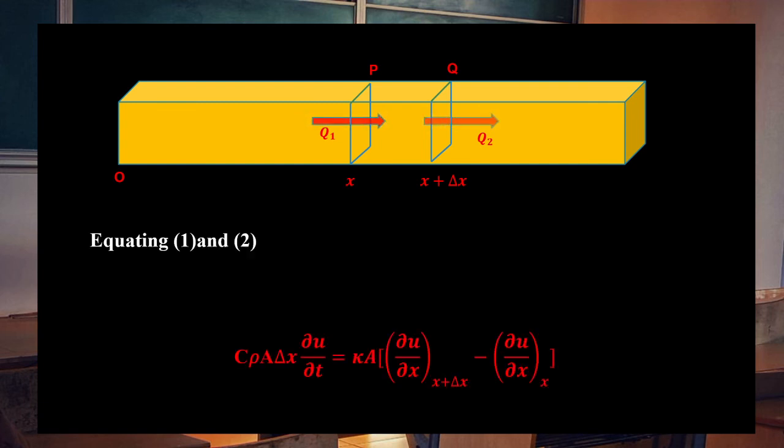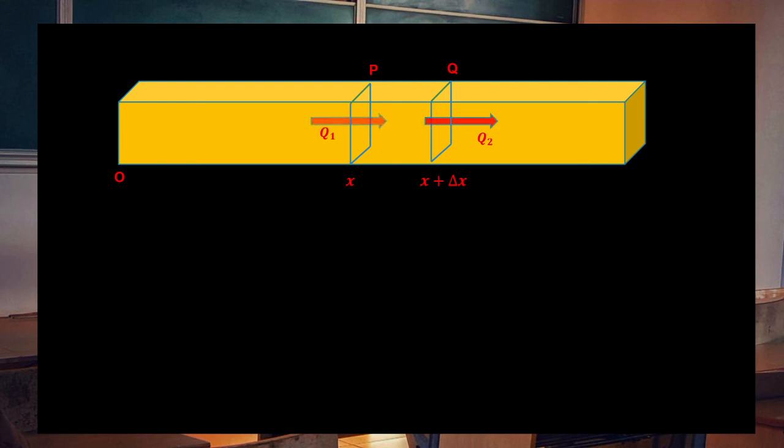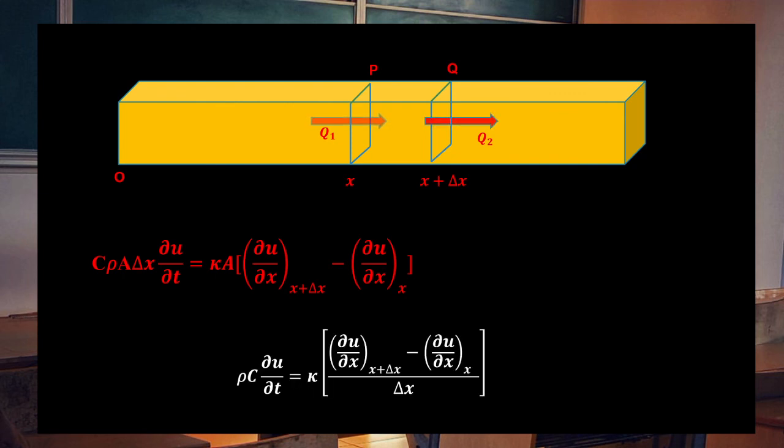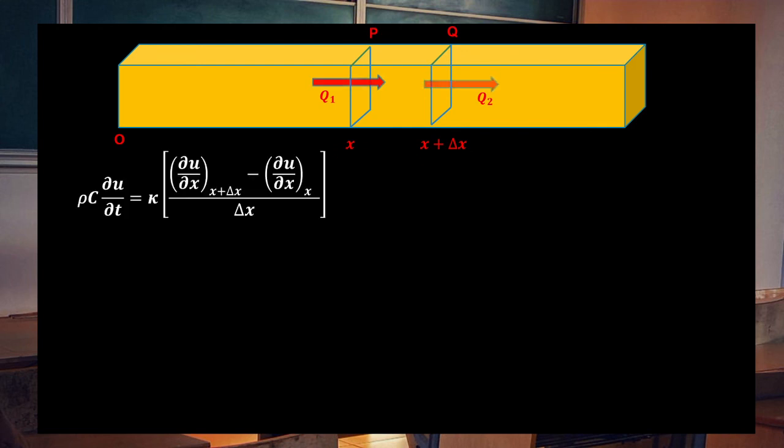Equating 1 and 2, we get C rho A delta x ∂u/∂t equal to KA [∂u/∂x at x plus delta x minus ∂u/∂x at x]. Rewriting the equation, we get rho C ∂u/∂t equal to K times [∂u/∂x at x plus delta x minus ∂u/∂x at x] divided by delta x. Now this equation represents a differential equation which is satisfied by the temperature function for the portion PQ. In order to get u(x,t) at a given point, we now take delta x tends to 0.